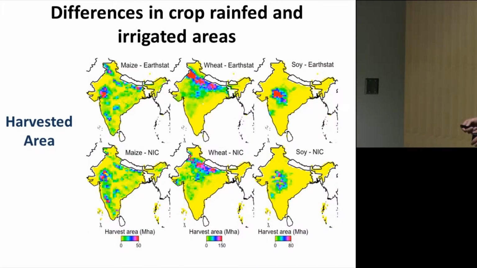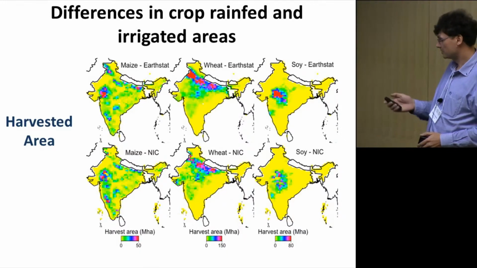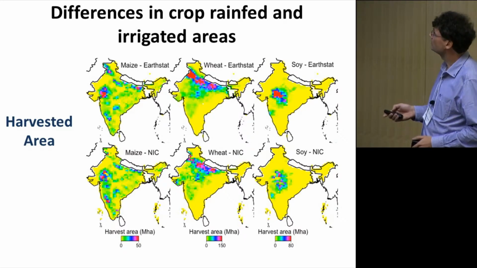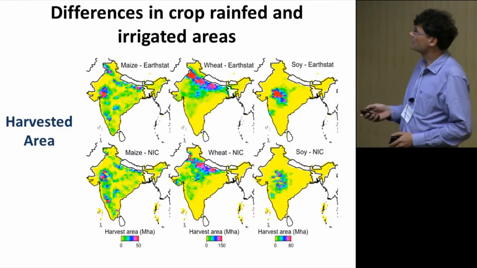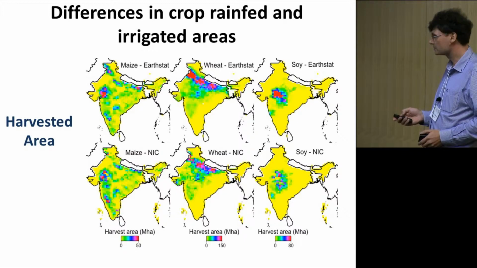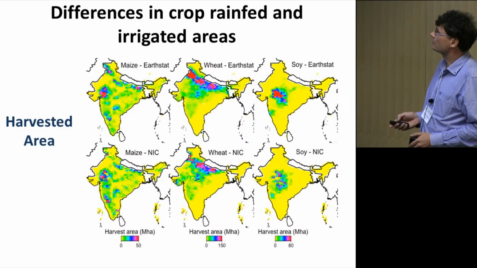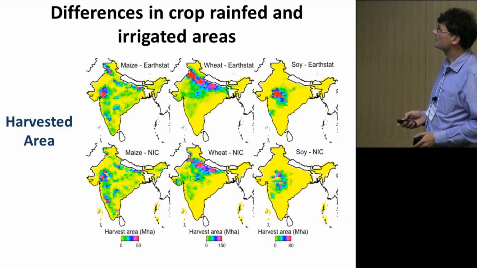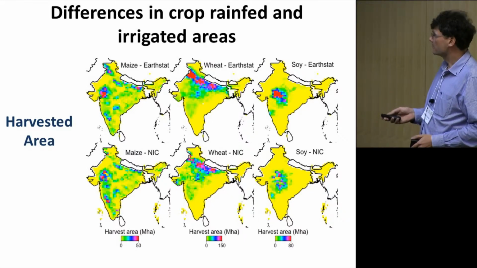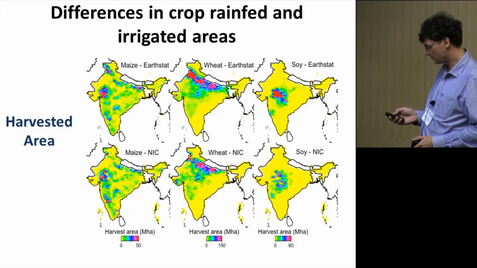With regard to harvested area, the differences in the 2 data sets are not that large, so we see some differences here, in particular for soybean, for example. So the patterns look a bit different, but not so much. So it means that the Earth stat data used for year 2000 still represent quite well the pattern that we find today.